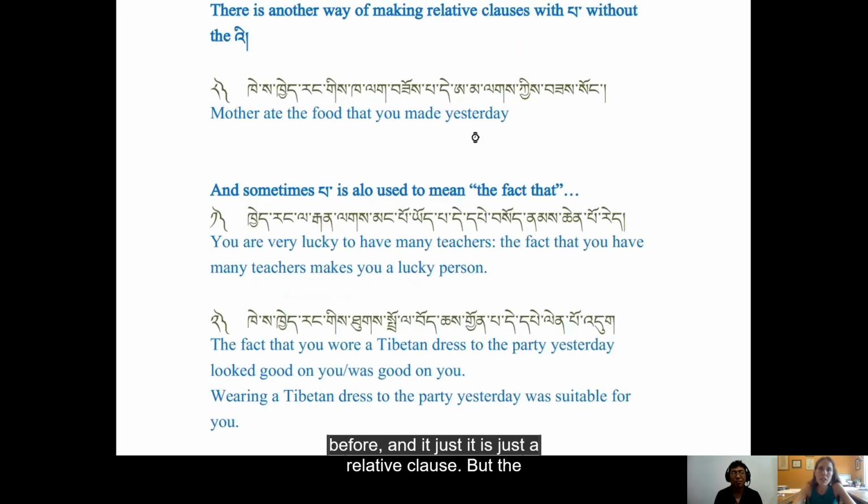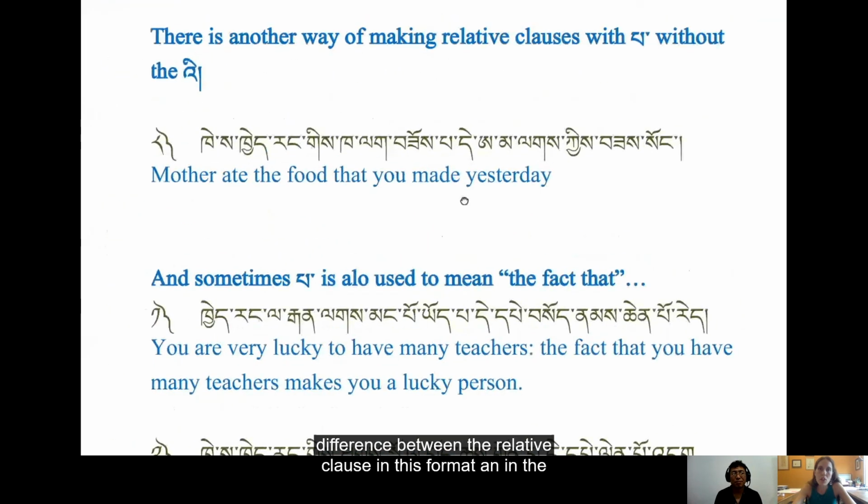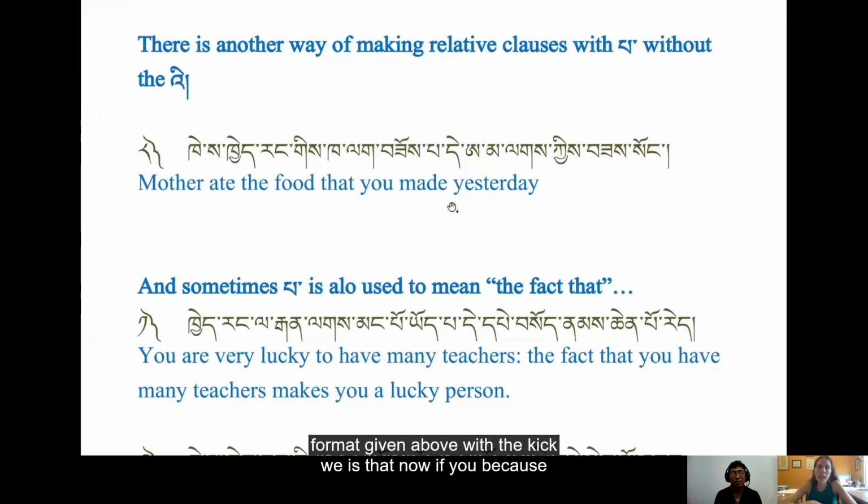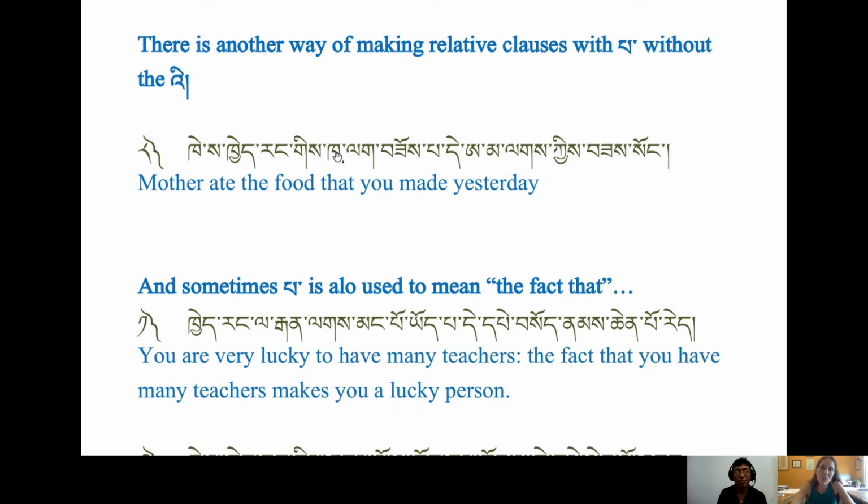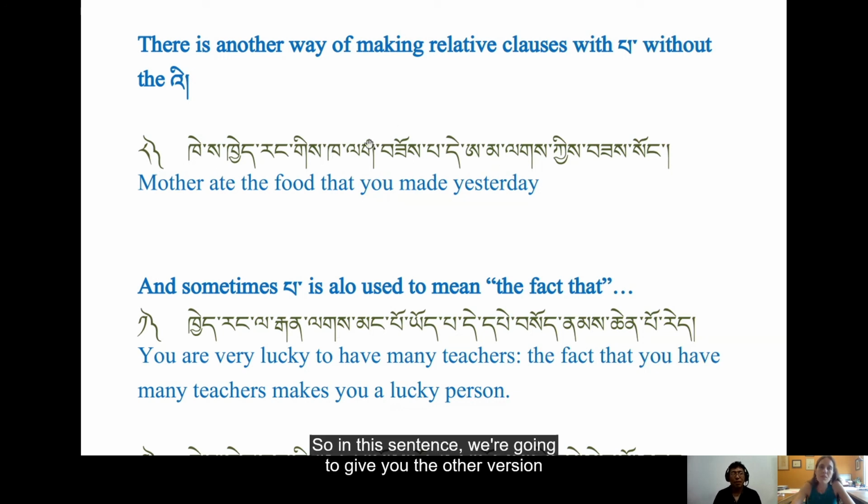But the difference between the relative clause in this format and in the format given above with the akikui is that now, because you don't have an akikui, you don't have the connective particle. The noun that is being modified by the relative clause, in this case the kala, for example, comes before. So in this sentence, we're going to give you the other version with the other relative clause so that you can see. So first of all, let's ask Genla to read it for us.